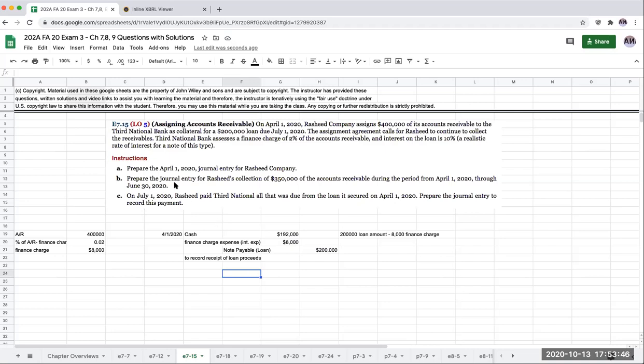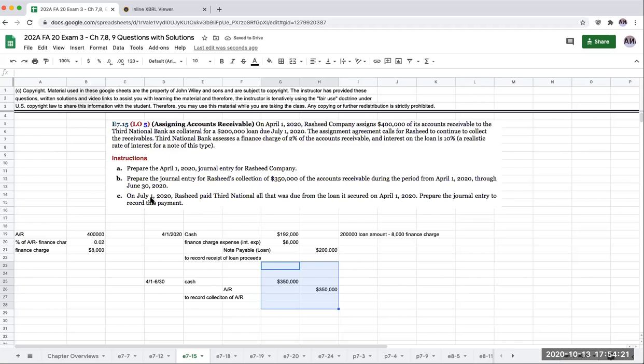Now prepare the journal entry for Rashid's collection of $350,000 of the accounts receivable. This would essentially be from April 1st through June 30th. This would be a debit to cash, credit accounts receivable.